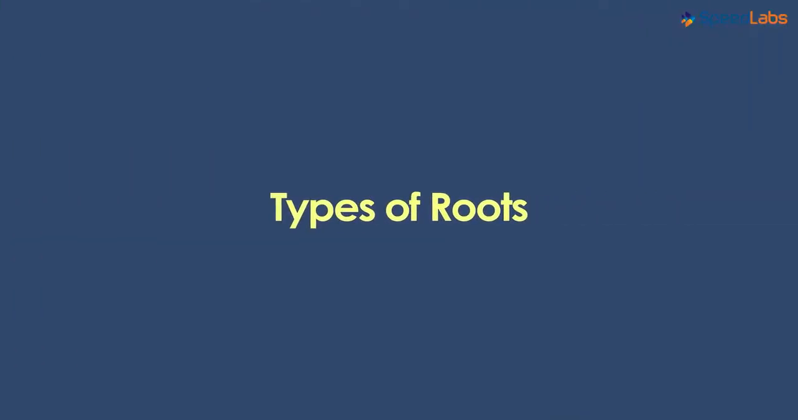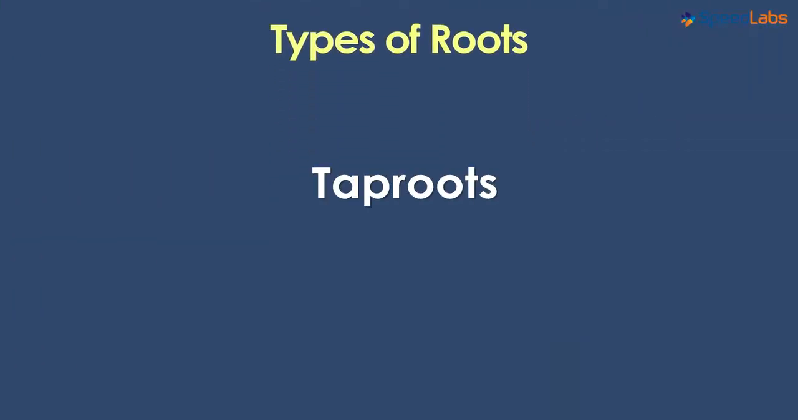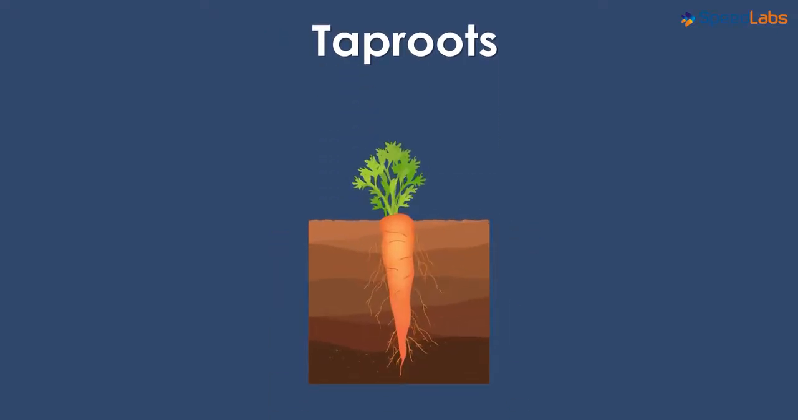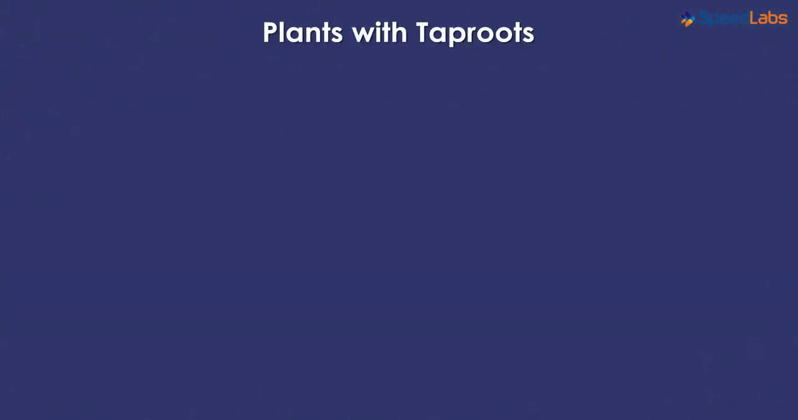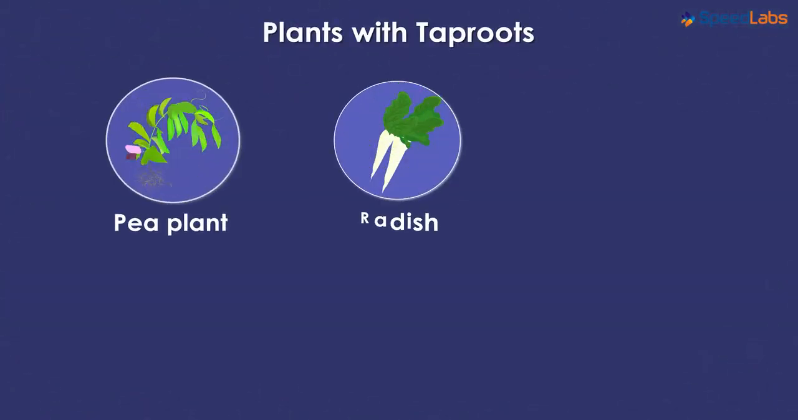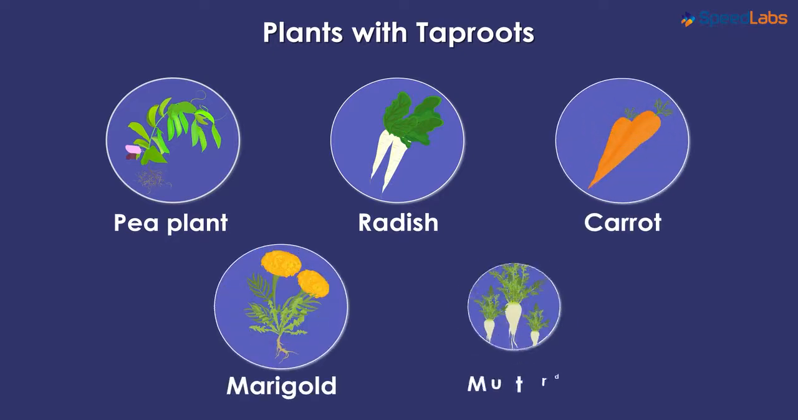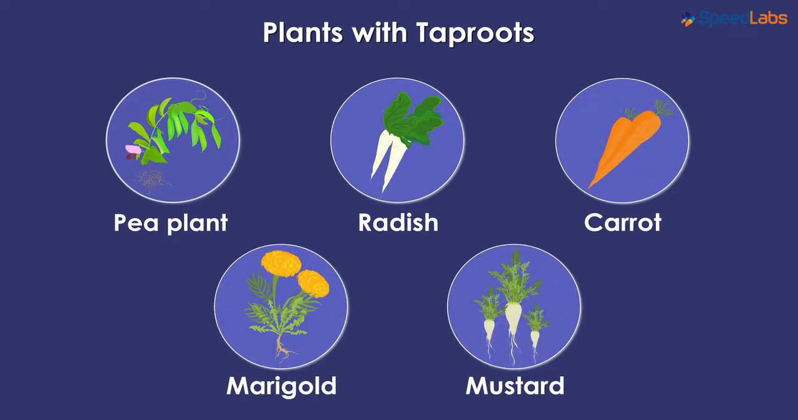The two major types that we usually study are taproots and fibrous roots. Now, what are these exactly? Let's have a look at each type. The first on our list is a type called taproots. The taproot system is composed of a main root which grows from the base of the stem. Many branches and sub-branches come out of this main root, as we can see here. We usually come across a large number of plants in our surroundings that belong to this category. The pea plant, radish, carrot, marigold, and mustard are some plants which have a taproot system.